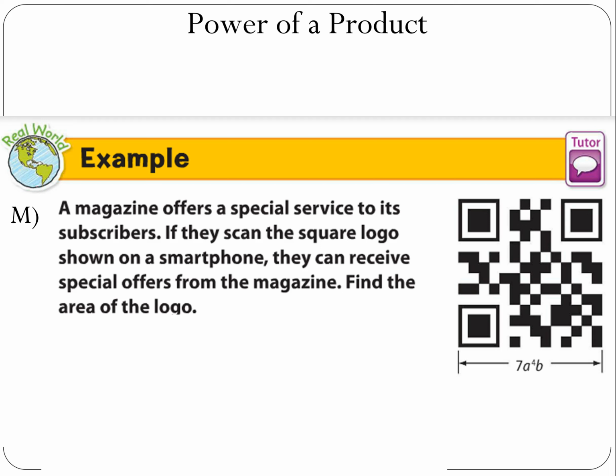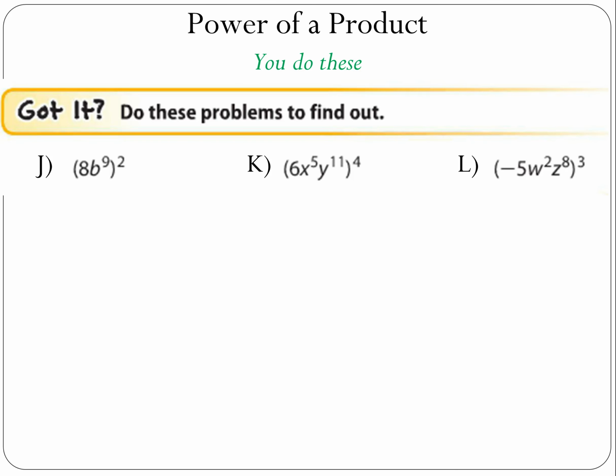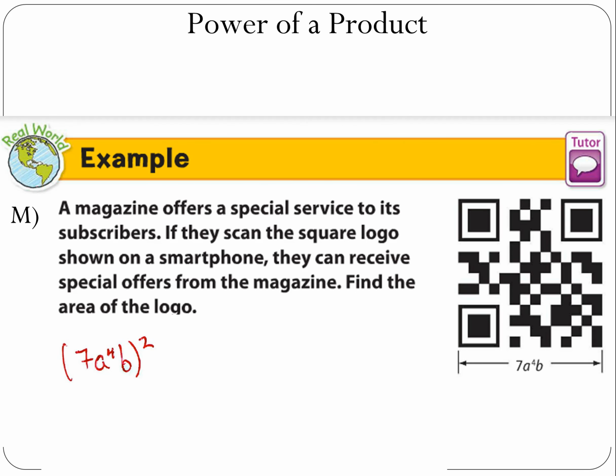All right, let's take a look at a final example, example M. This magazine offers a special service to its subscribers. If they scan the square logo shown on a smartphone, they can receive special offers from the magazine. Find the area of the logo. Okay, this logo is a square. They tell us it's a square. So if it's a square, really I'm multiplying it times itself, which is raising it to the second power. I am not going to have the answer. It's basically the same thing as these problems. So go ahead and do this work on your own. Show all of the steps. Show all of your work. And use your calculator if you need to. The right answer is right there.